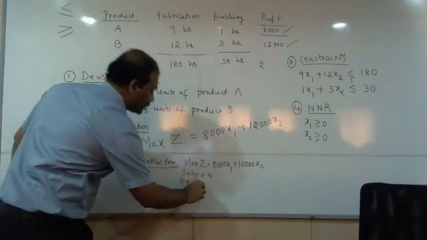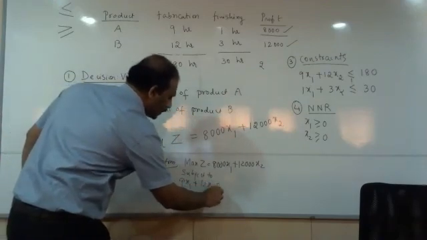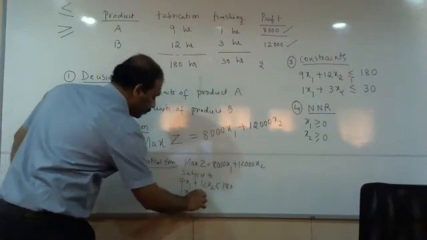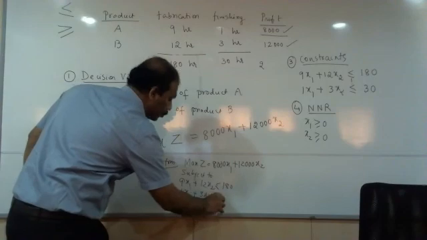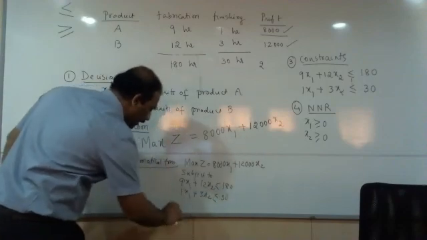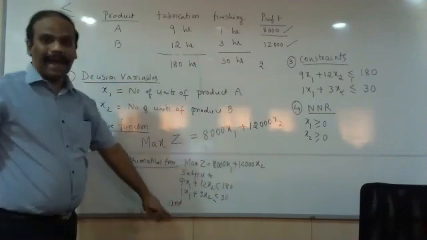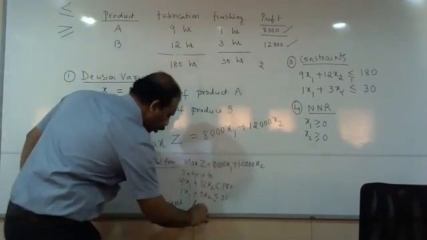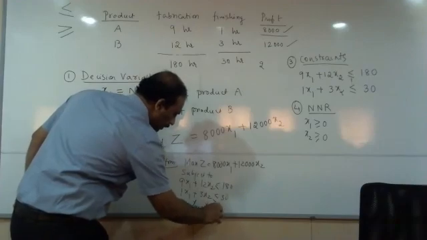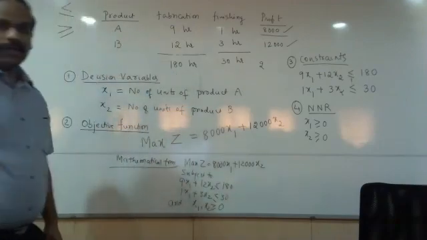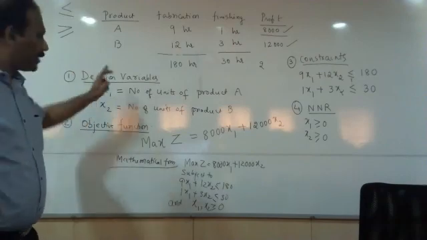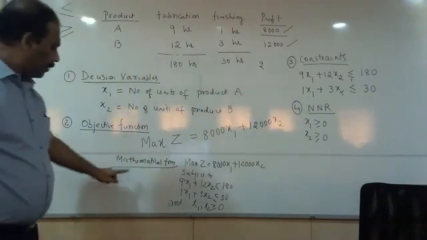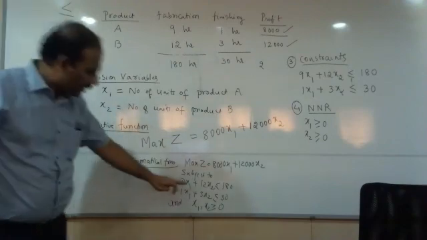Which are the two conditions here? 9x1 plus 12x2 less than or equal to 180, and the second equation is 1x1 plus 3x2 less than or equal to 30. Okay, and finally I should write the NNR values. Which are the NNR values? x1, x2 is greater than or equal to 0. So this completes the problem. Once all the four steps are written, you are supposed to sum up the whole problem by writing the mathematical form, that is, these equations.